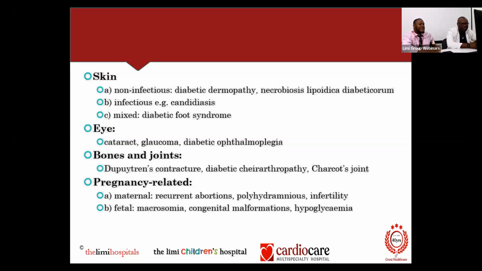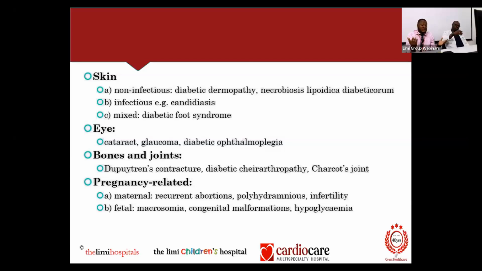So I've mentioned some of the eye complications: cataracts, cloudy eyes, you can't see well because of the visual field. Glaucoma, increased pressure in the eyes, can result from diabetes. Even diabetic ophthalmoplegia, so the optic nerve can be affected by the blood sugar. Also talk about some musculoskeletal complications, Dupuytren's contracture. You see the fourth and fifth digits of the hand contracting like this.